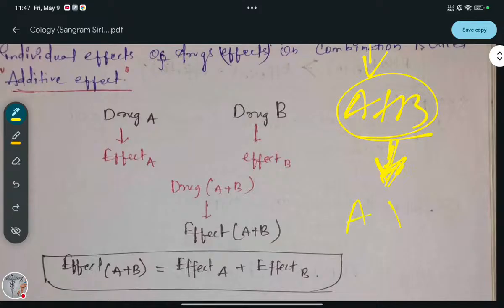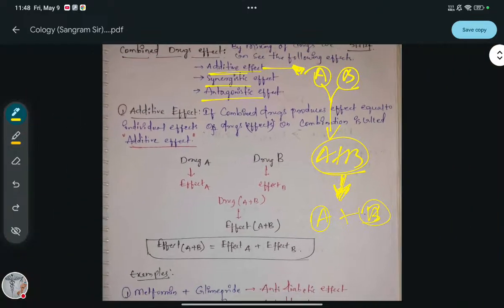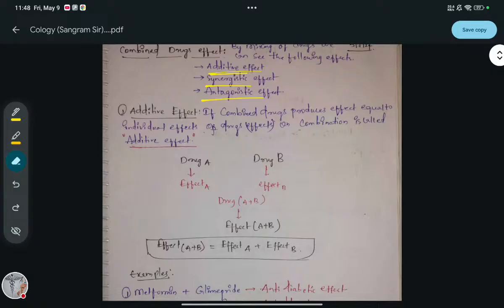So A as usual, B. You will get that A effect and B effect. What does it mean? The effect of A and the effect of B before the combination, and the effect of A and the effect of B after the combination or mixing, all will be the same.